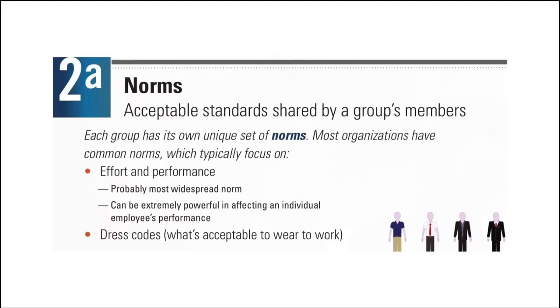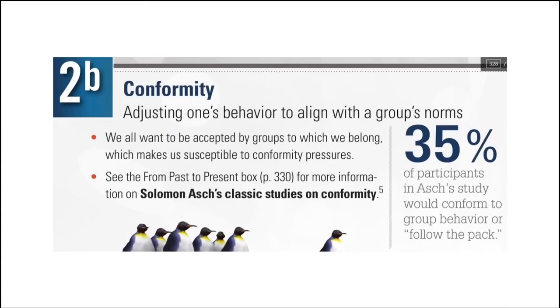Kalau kita nak diterima dalam group tu, which is if you want to be accepted by our group members, okay, there's a need for conformity. Okay, so conformity ni apa? Adjusting one's behaviour to align with the group's norms. Kalau tengok kat sini 35% ni apa? 35% of participants in the Asch study would conform to group behaviour or follow the pack.